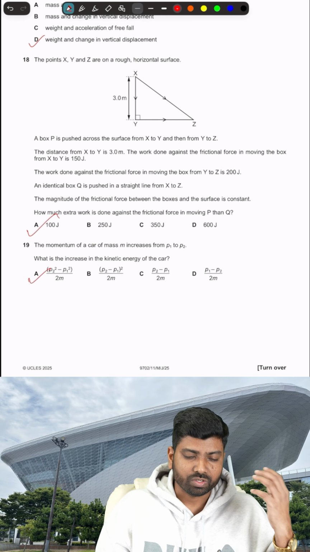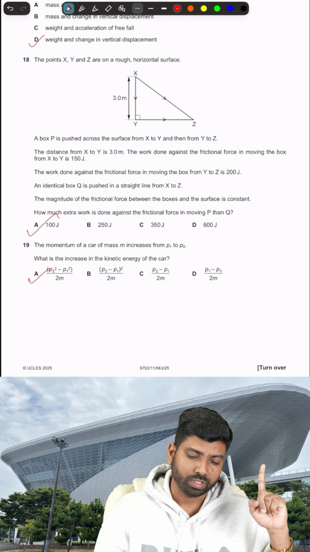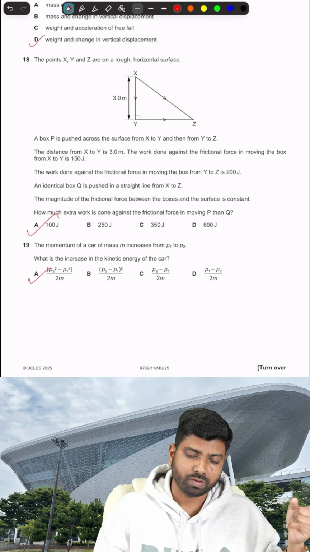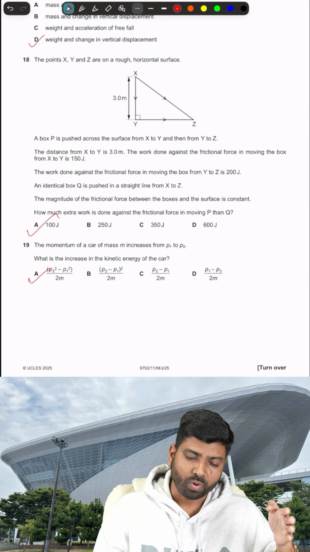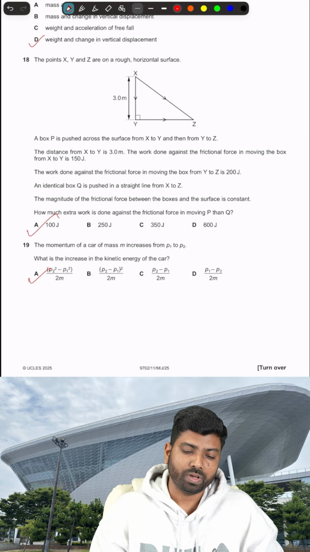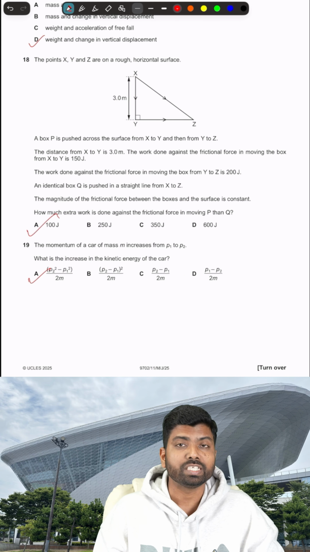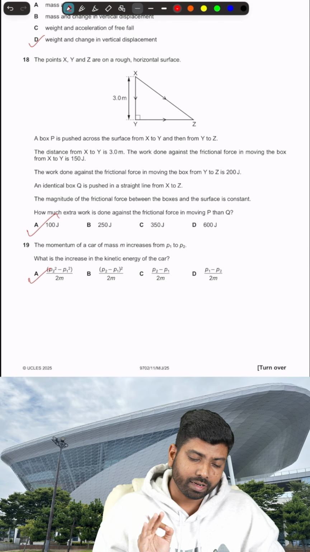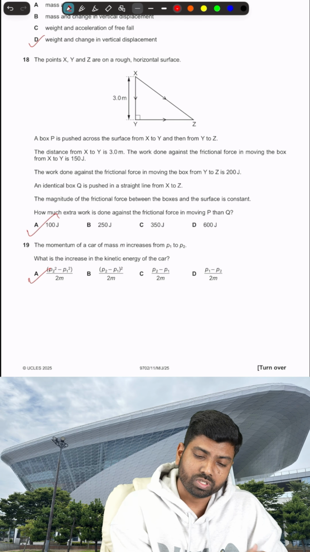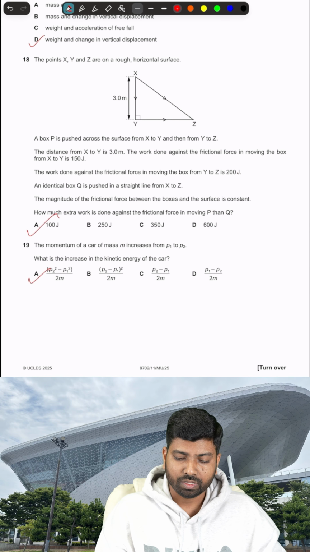The points X, Y, and Z are on a rough horizontal surface. Rough, it is not smooth, then definitely friction will work there. A box P is pushed across the surface from X to Y, then from Y to Z. The distance from X to Y is 3 meter. The work done against the frictional force in moving the box from X to Y is 150 joule. The work done against the frictional force in moving the box from Y to Z is 200 joule. And an identical box Q is pushed in a straight line directly from X to Z, you can see here. The magnitude of the frictional force between the box and the surface is constant.